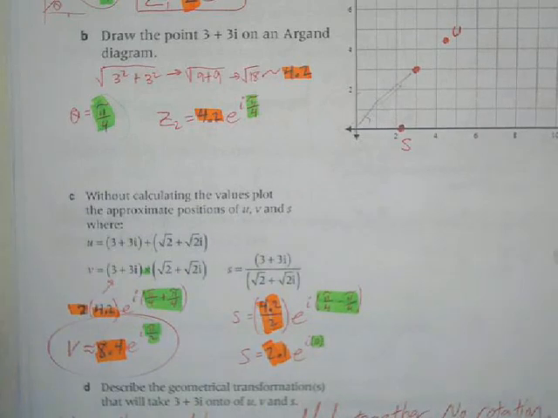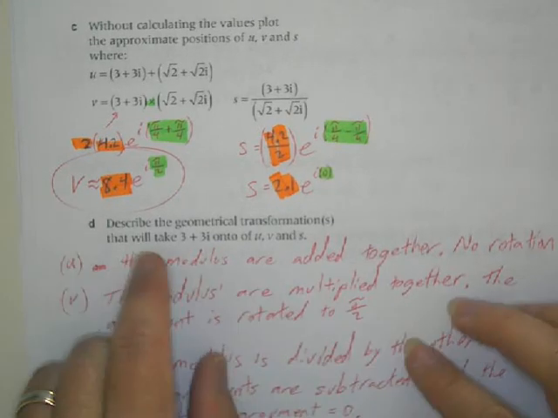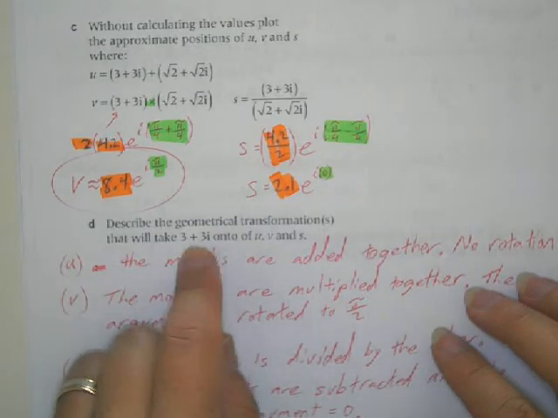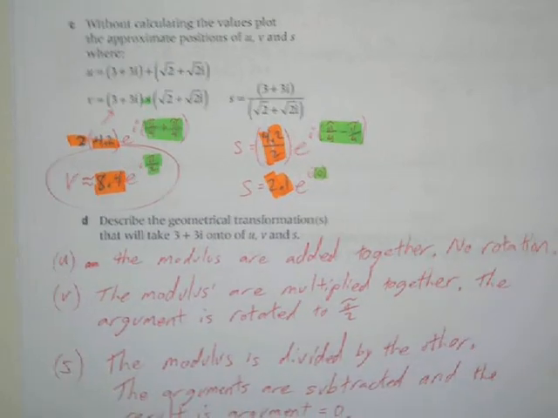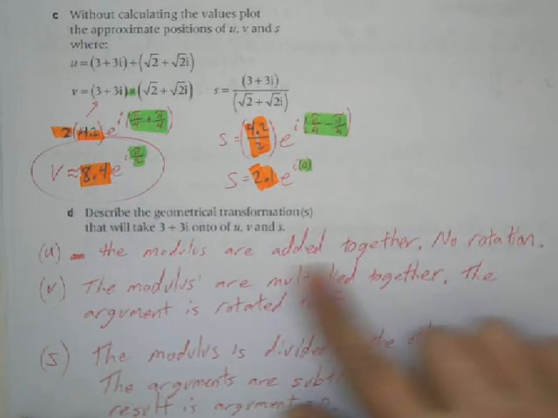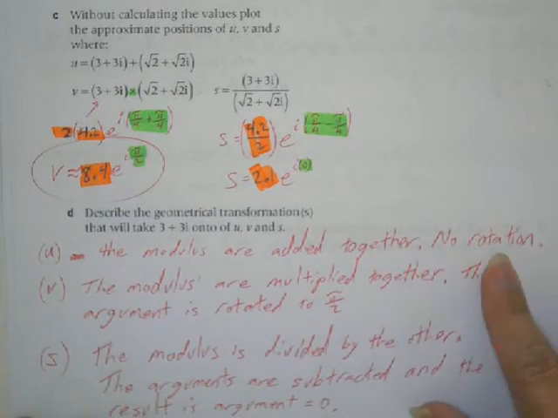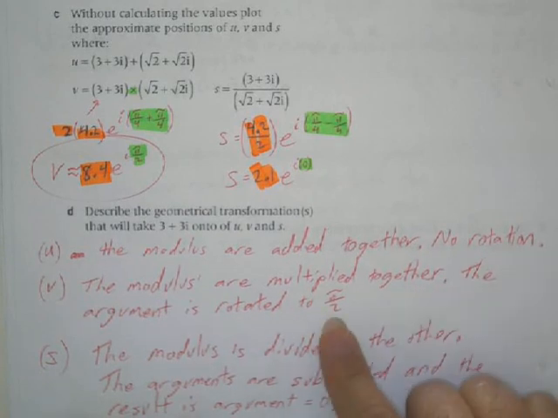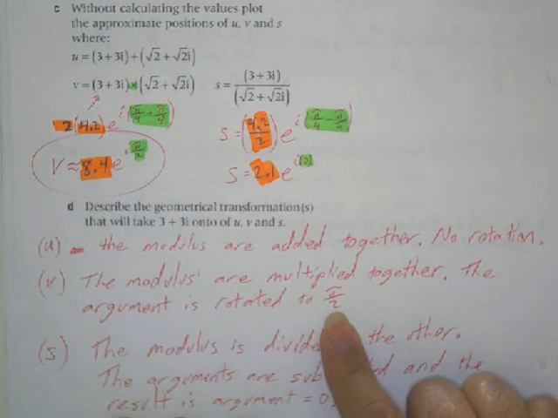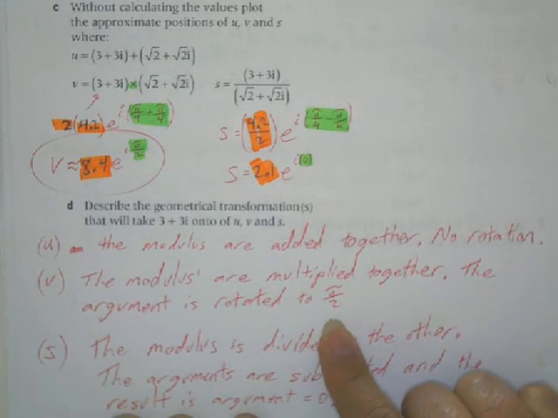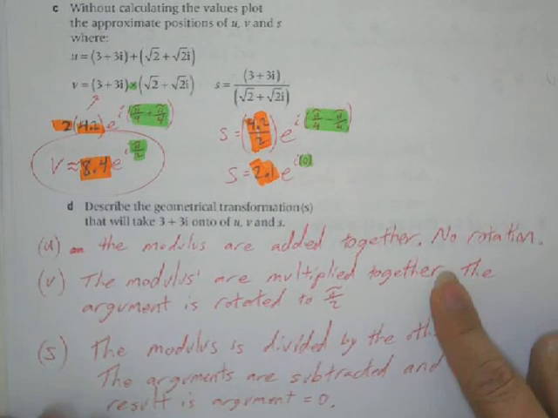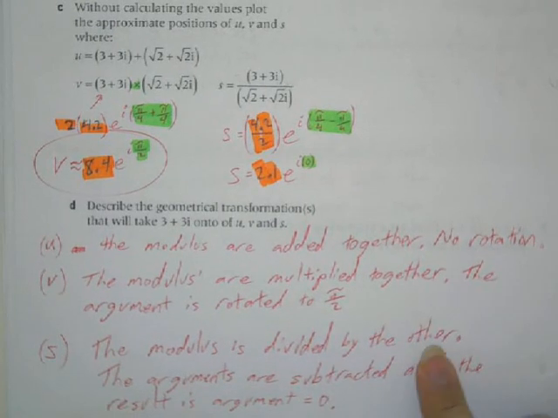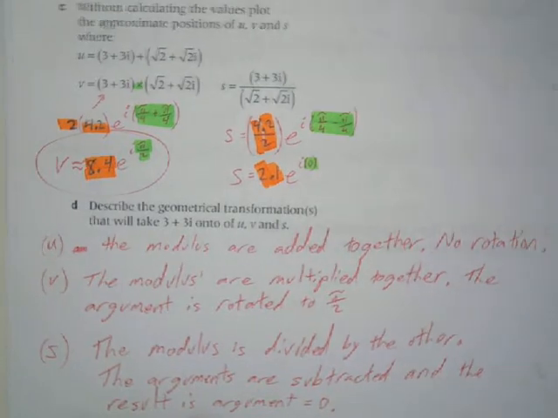Okay. So describe the geometric transformation that will take this onto u and v. So to u, I just added things together. There was no rotation. With the modulus and multiplying things together, the argument rotated to pi over 2, and we multiplied our moduli together. And to get to s, we divided the moduli, and then we also subtracted the arguments from each other. Okay, I hope that helps, and good luck on the assignment.